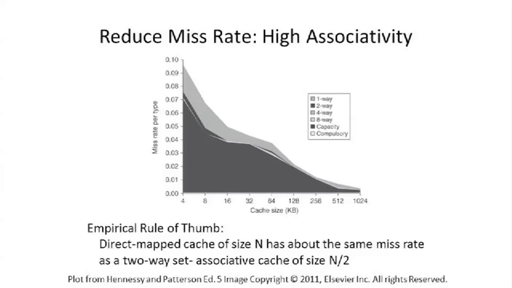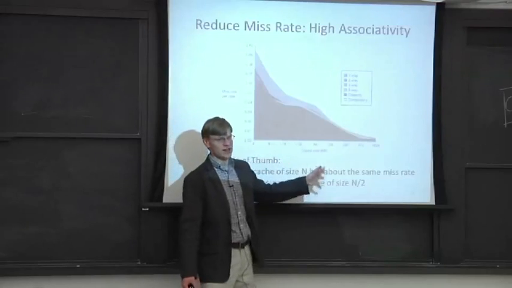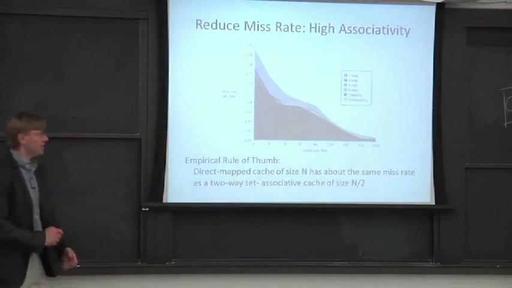Let's go look for another point here. Let's say a 32 kilobyte two-way set associative cache, which is that point there, versus a 64 kilobyte cache that is direct mapped. Well, that's almost on a straight line with each other, so it's almost exactly equal. This is just an empirical rule of thumb that people figured out, that as you double your associativity, you can almost halve your cache size and still have the same miss rate. And likewise, as I said, this is just empirical. There is no reason why this has to be true. It's really dependent on your data access patterns. But I found that pretty interesting.